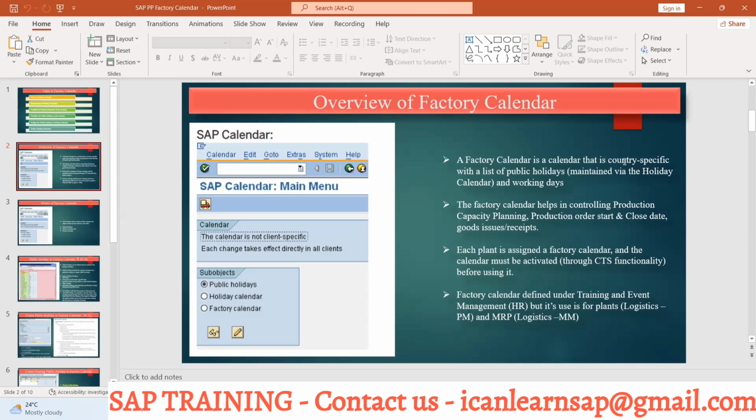Okay. Meaning, if you have a manufacturing plant in India, another plant in Germany, and another plant in USA, all these three plants will have three different factory calendars. Are you getting my point? It is country specific.